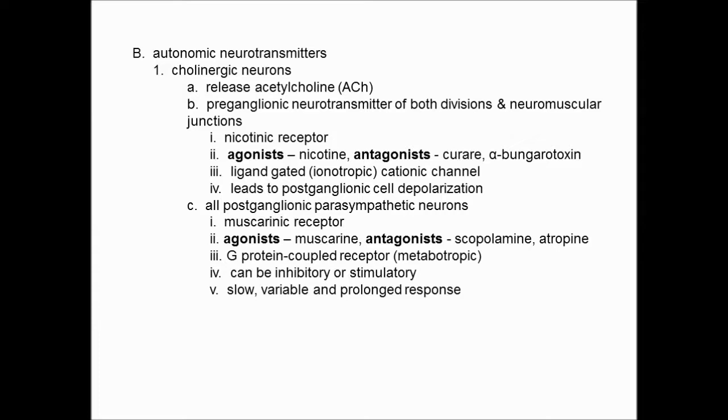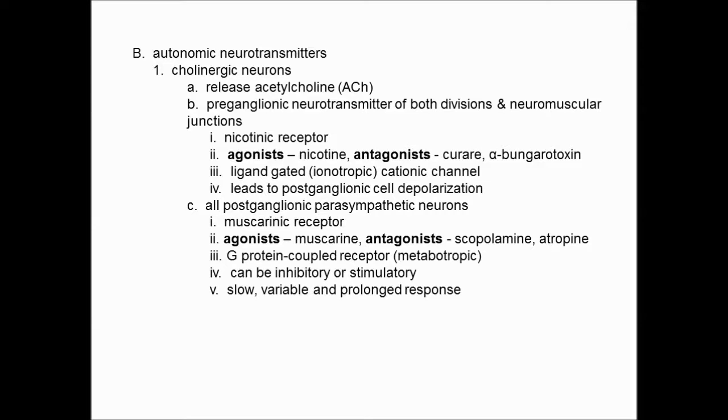This particular receptor is an ionotropic receptor. It's a cationic channel, just like we mentioned in the neuromuscular junction, so it opens up channels that depolarize the nerve. Sodium rushes in in many cases, sometimes calcium, which depolarizes the nerve and causes activity. So it leads to the postganglionic cell depolarizing and generating action potentials.